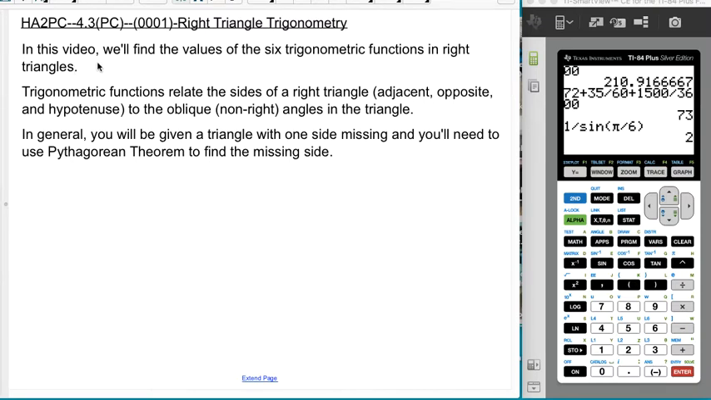Trigonometric functions relate the sides of a right triangle, the adjacent, opposite, and the hypotenuse, to the oblique or non-right angles in the triangle. In general, you'll be given a triangle with one side missing, and you'll need to use Pythagorean theorem to find the other missing side.